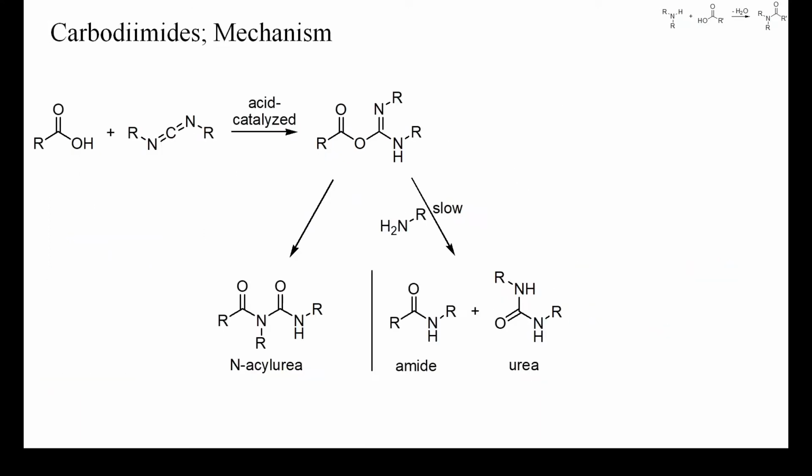Carbodiimides were among the first mild coupling reagents discovered and played an important role in the development of the synthesis of beta-lactam antibiotics and peptides in the 1950s and 60s.